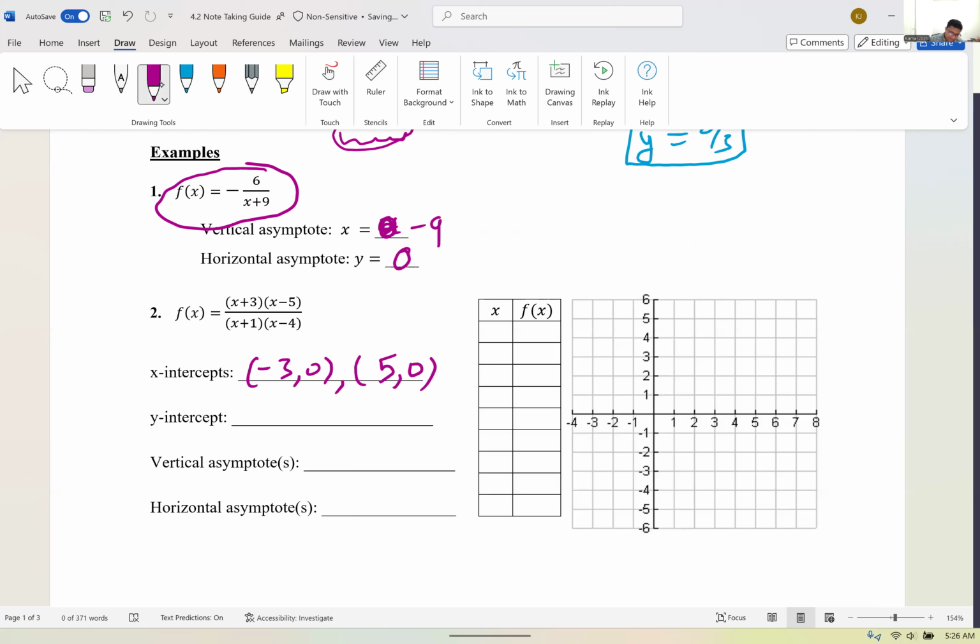You get the y-intercept when you plug in x equal to 0, right? So f of 0 equals 3 times minus 5, which is minus 15, divided by 1 times minus 4, which is minus 4. So you get 15 divided by 4. That's your y-intercept. As a point, you can say 0, comma 15 divided by 4.